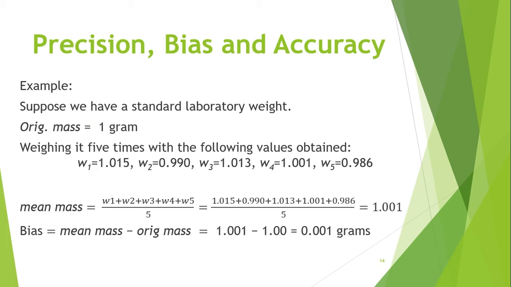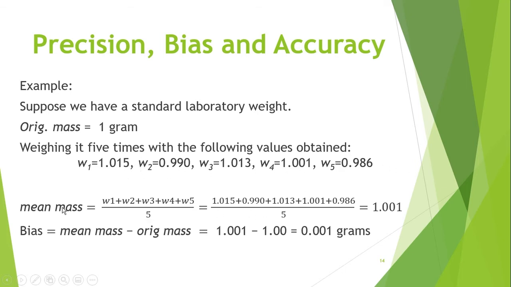Now, let's have an example for bias na lang. Suppose we have a standard laboratory weight. May isa kang weight. And then, ang original mass, known mass is 1 gram. Now, weighing it 5 times with the following values obtained. Ito yung first weighing, second weighing, third weighing, fourth weighing, and fifth weighing. All of these, of course, are in grams. Di ko na nilagay na grams yan.